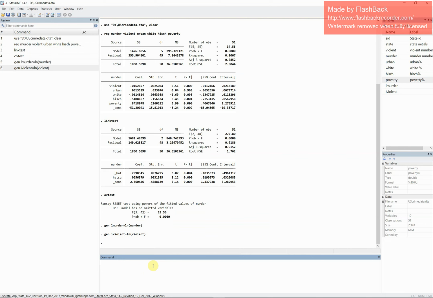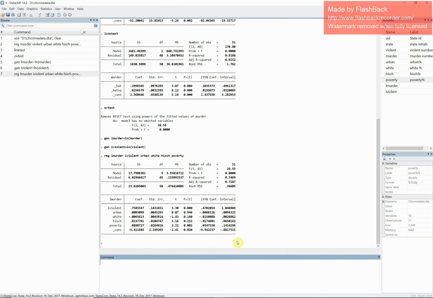Now, let's use these two new variables in our regression model. They appear here. So let's say reg, and then we use log murder, log violent, urban, white, high school, and poverty. All these four variables are in percentages. Now this is our regression model.